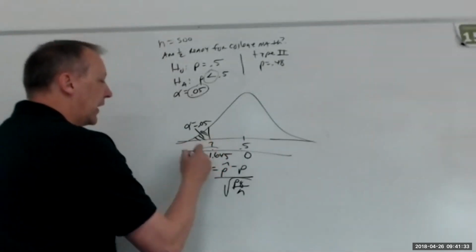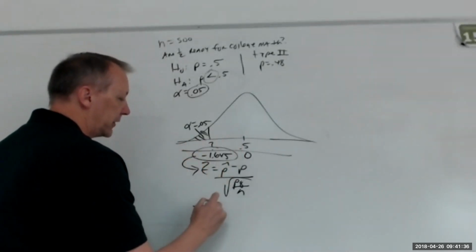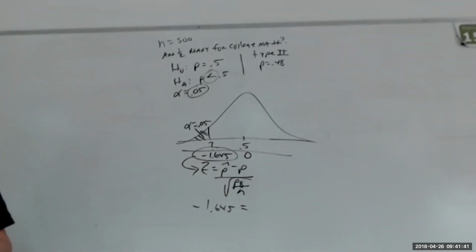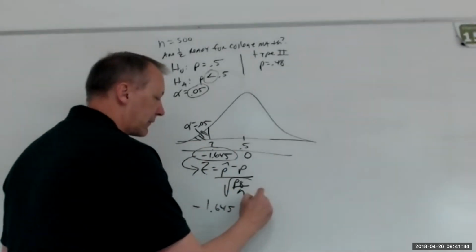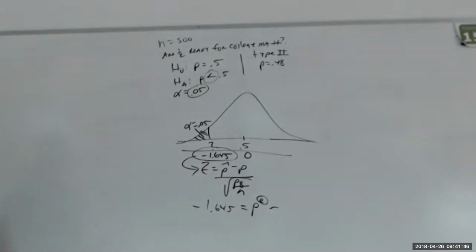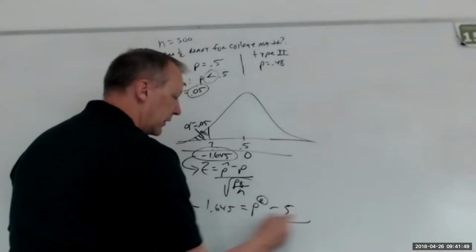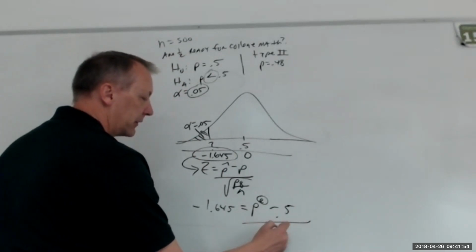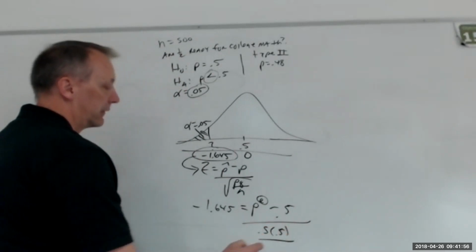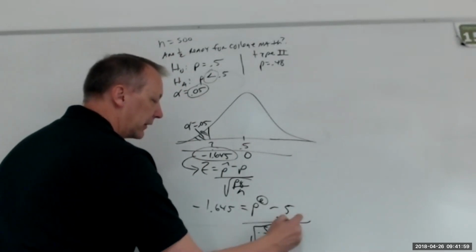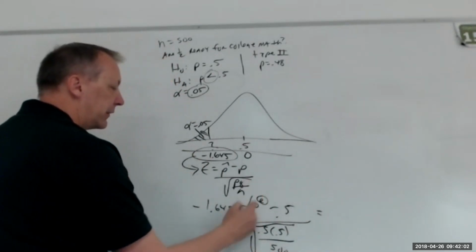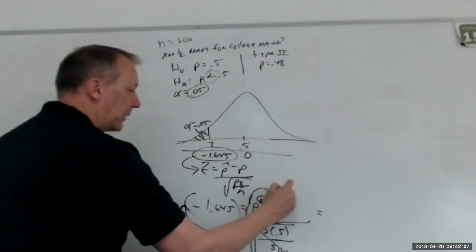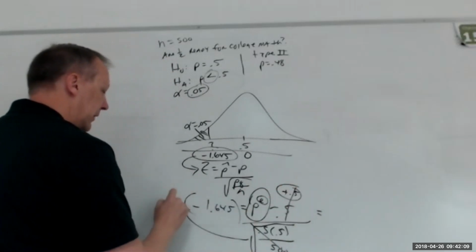Okay. All right. Now, I'm plugging this value in for Z here. So I've got negative 1.645 equals P reject minus 0.5 divided by the square root of 0.5 times 0.5 divided by 500. Okay, so now I need to solve for P reject. I'm going to multiply this over here and add 0.5, so that kills that, plus 0.5.